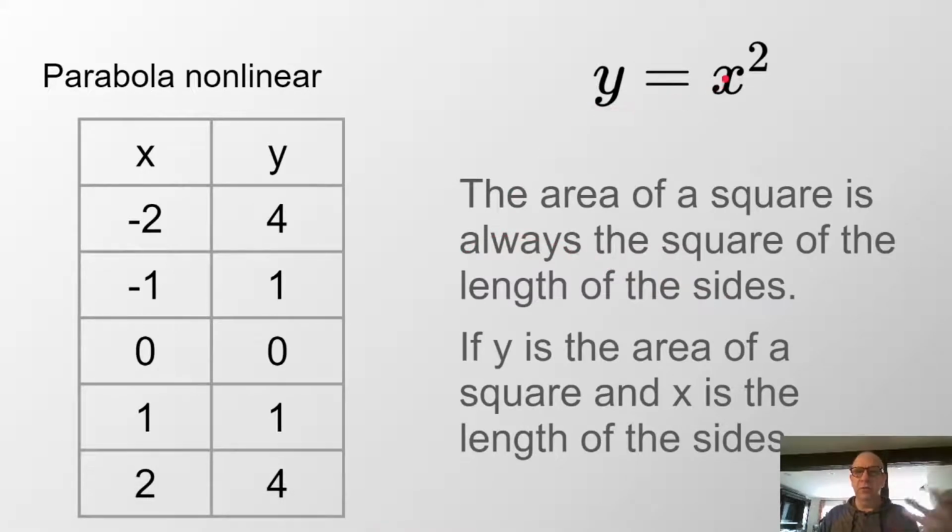Y equals x to the power of 2. So nonlinear has an exponent that is not 1 or 0. In the equation, it's really easy. Find an x term. If you see a number up here, it's not linear.